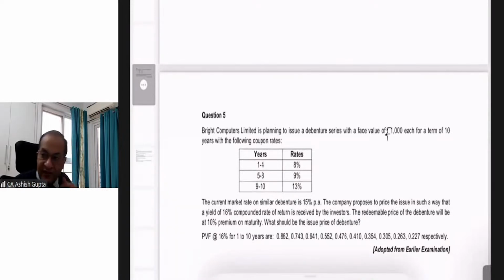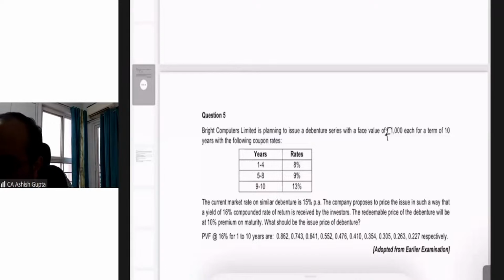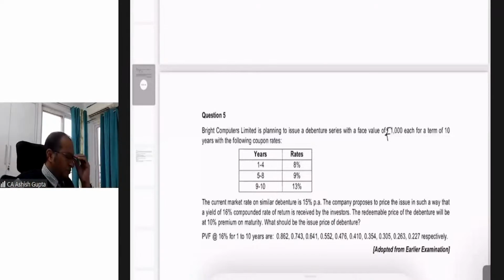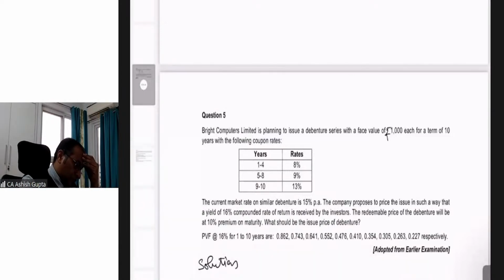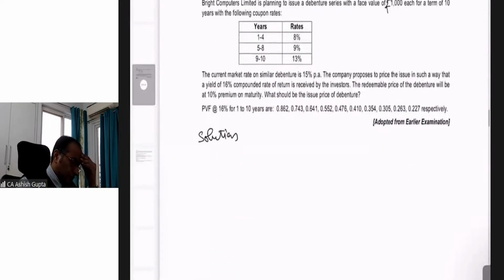Now coming to question number 5. It says Bright Computers Limited is planning to issue debentures with a face value of rupees 1000 for a term of 10 years with the following coupon rates. Students, different coupon rates have been applied: for the first year the coupon will be 8%, then 9%, and then 13%.